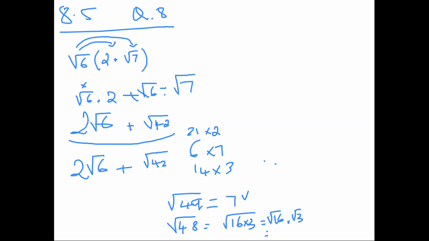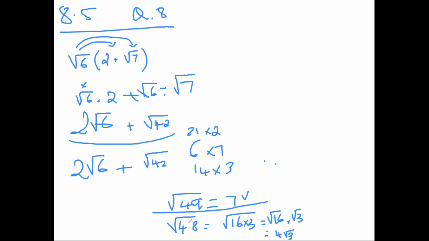Do we know the square root of 16? 4. It's 4 times. Do we know the square root of 3? We don't know it, right? No, so it stays like this. So sometimes you can simplify, sometimes you can't. In this case, we can't. This is ideal. That's what we always want, perfect radicals.